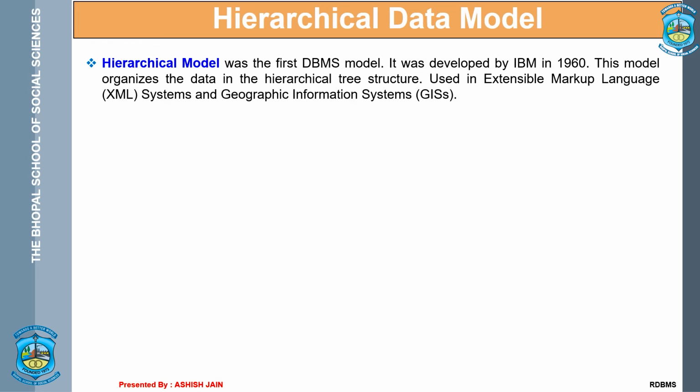Now we first look at the hierarchical data model. What is the hierarchical data model? This was the first data model, developed around the 1960s by IBM, and it organizes data in a tree-like hierarchical structure. That is why it is called the hierarchical data model, and it is very well used in XML systems and geographic information systems like GIS.